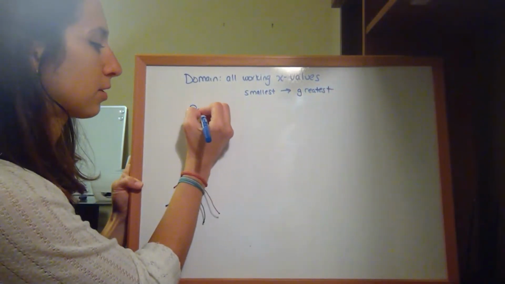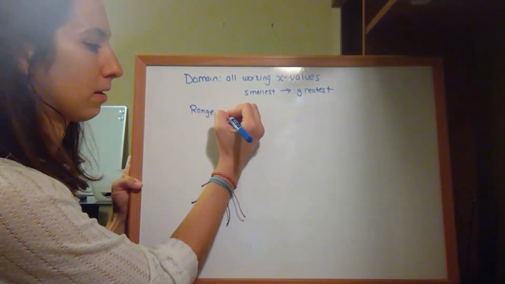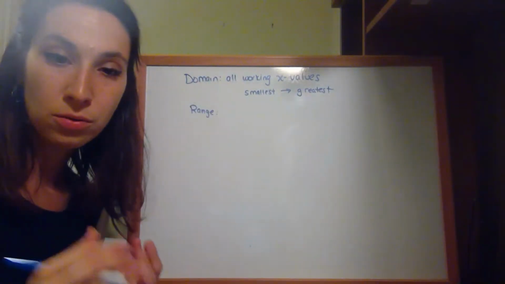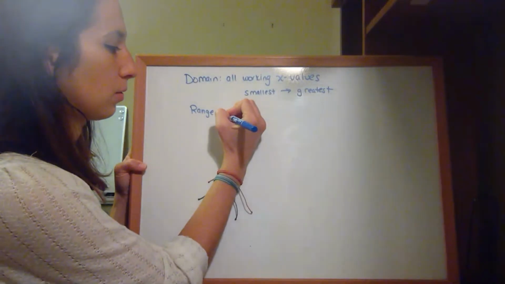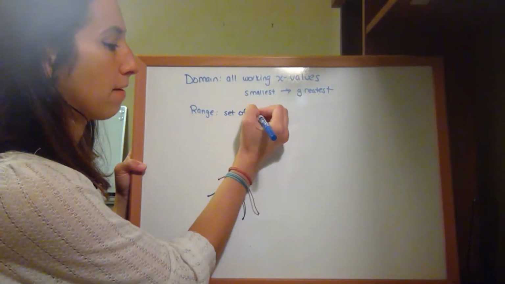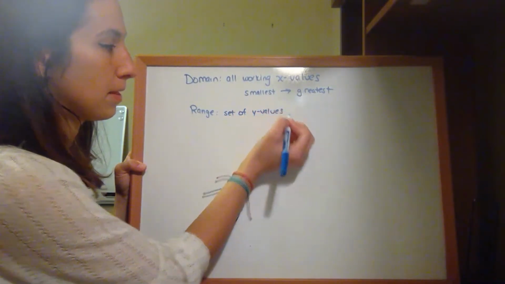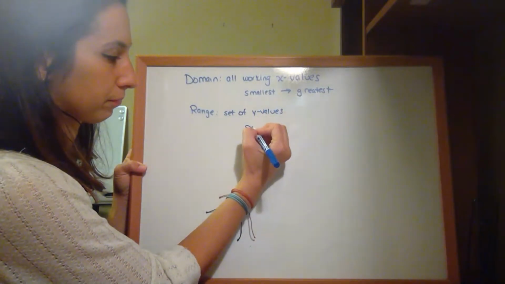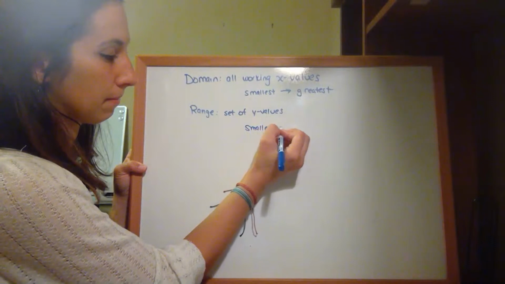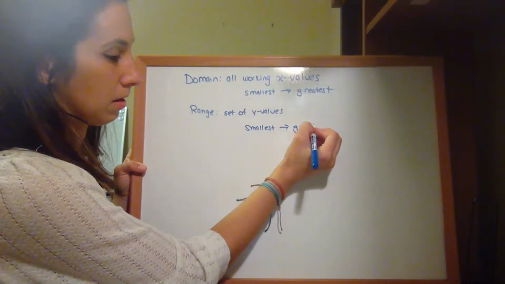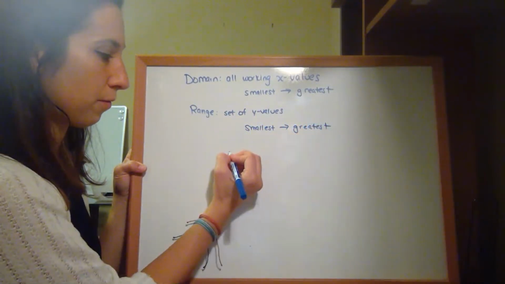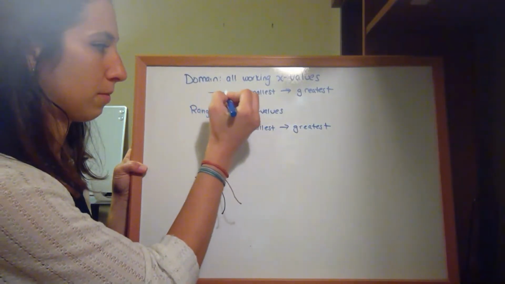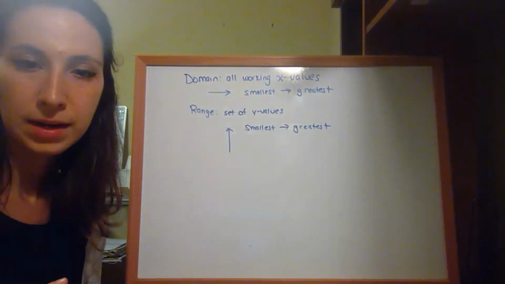The range is all the working, or we can say all the corresponding y values that all those x values go to. So it's the set of y values. And for these, we also go from the smallest to the greatest, and by that, we go from bottom to the top. For domain, we go from left to right, that kind of thing.